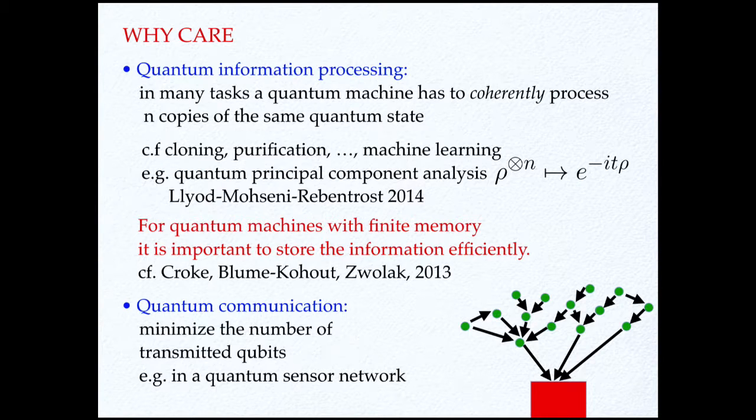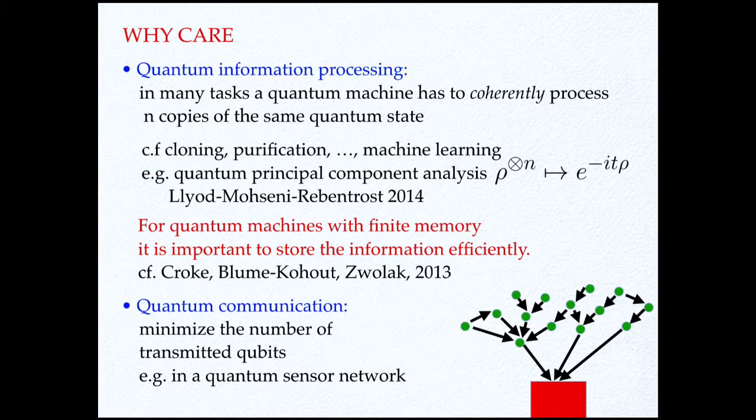One recent example is quantum principal component analysis by Lloyd et al., where you start from many copies of a quantum state and you try coherently to produce a unitary gate that depends on that state. Of course, if you wanted to do it with quantum operations, you have to have a quantum machine that does it. And typically, a quantum machine will have a limited amount of memory where the input copies can be stored.